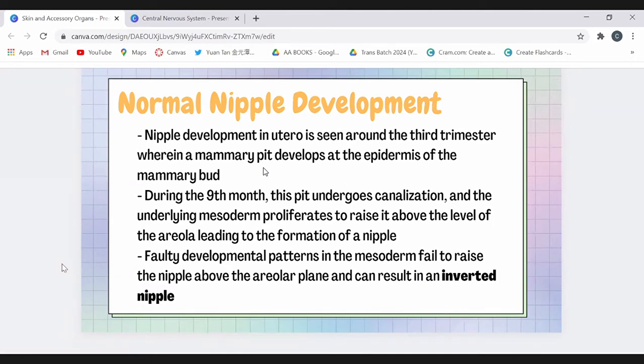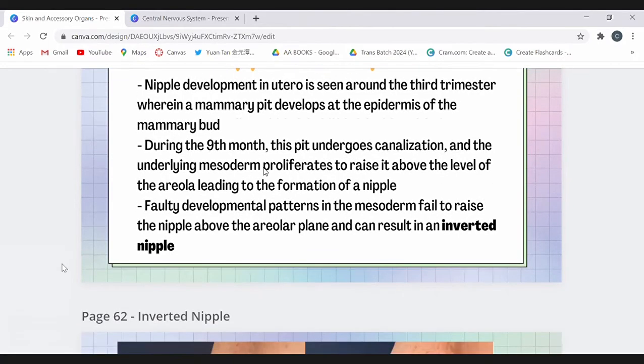So in inverted nipple, it can be of different developmental patterns, and the mesoderm failed to raise the nipple above the areolar plane. Next, please.